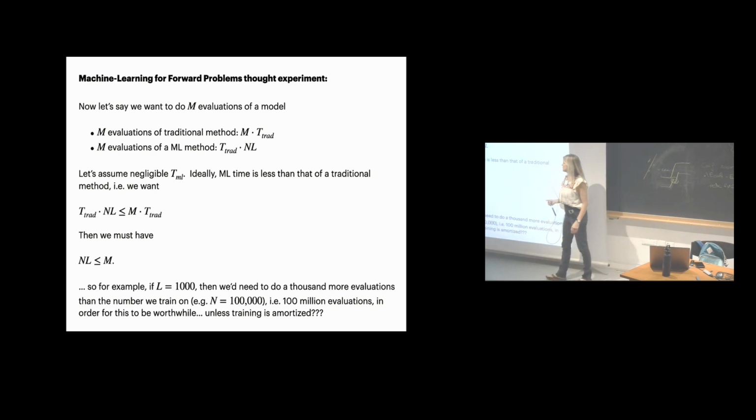Then ideally the machine learning time is less than that of the traditional method. So we want the machine learning time here to be less than M evaluations of a traditional method. If you divide through by T_trad, you have NL is less than or equal to M. So for example, if L was 1,000, you need to do 1,000 times more evaluations than the number we train on. So if you have obtained 100,000 forward runs of a model, then you need 100 million evaluations to make it worthwhile. That's just the math that I did. And I'll end with that, and you can argue with me after.